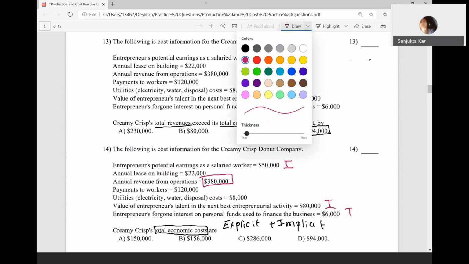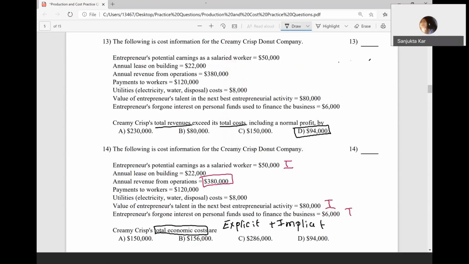Now, explicit cost is something which we can see. That means the payments that we make on different items: annual lease on building, payments to workers, utilities. These are examples of explicit cost of production. Just add up explicit and implicit cost of production here, the numbers, and you will get 286,000 as your result. Okay.